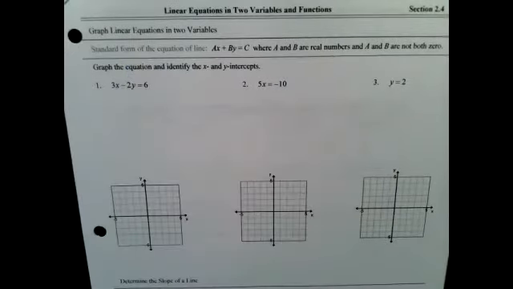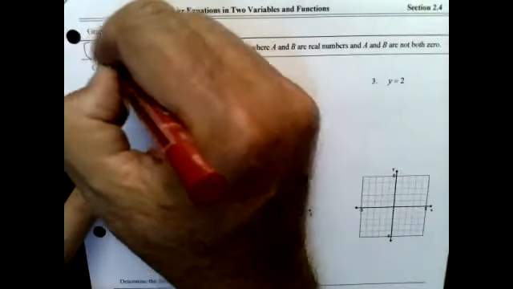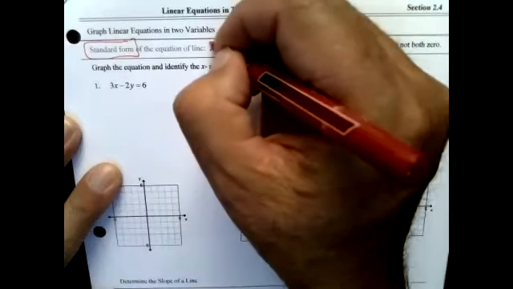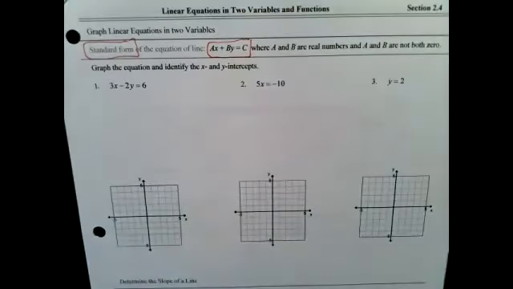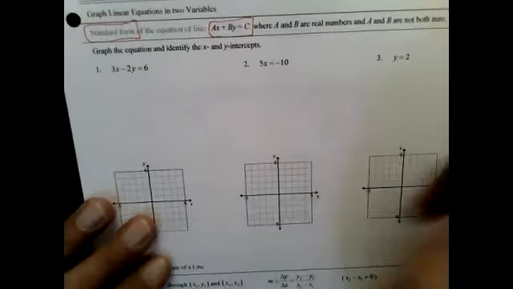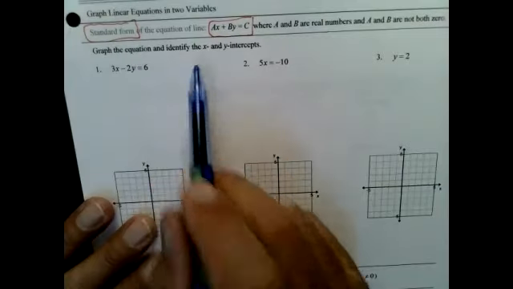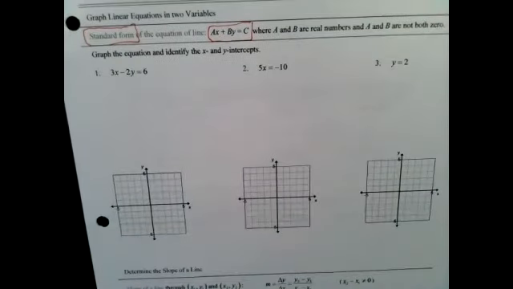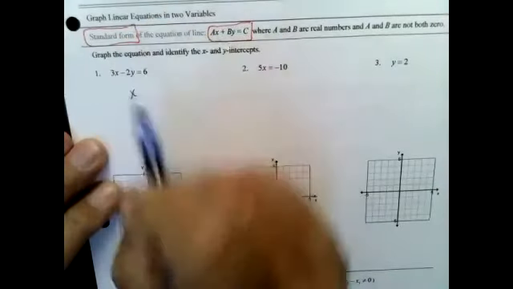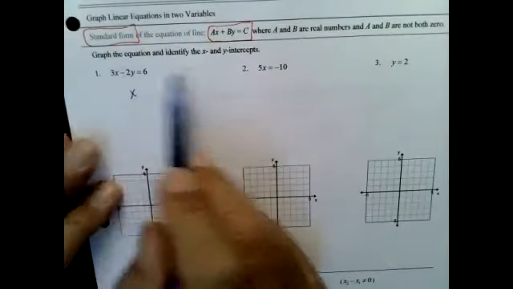Standard form. Okay, little note there. This is called standard form. And the sad part is we hardly ever use it. Most of the time, we're solving for y and making the equation y equals something. But graph the equation, identify the x and y-intercept. I know this is a straight line because it's x to the first power.